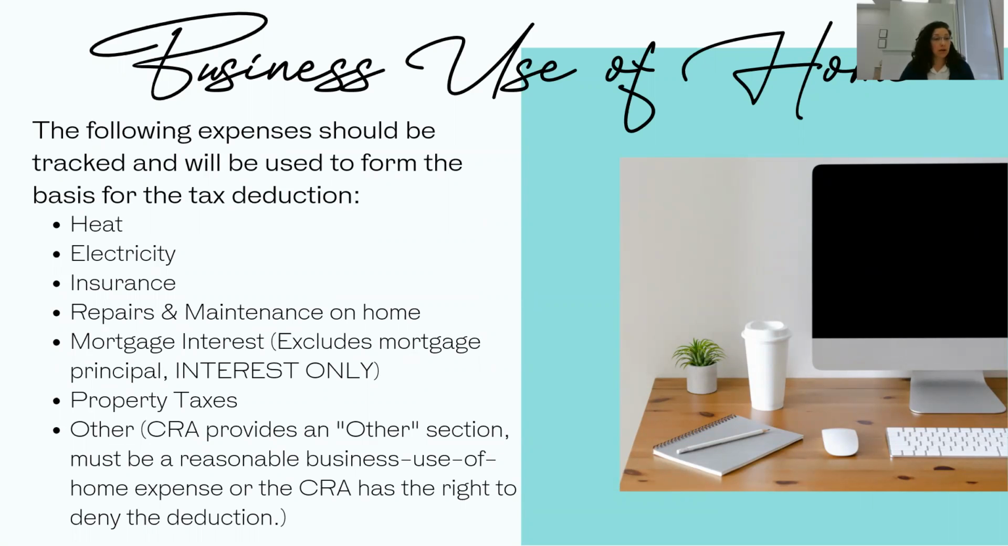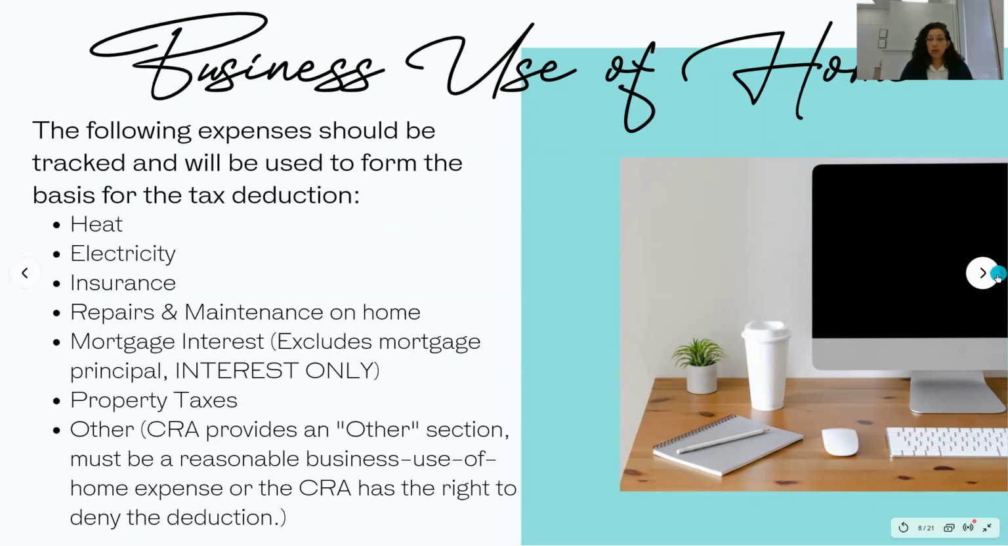Okay, so these are the expenses that you'd be able to use for business use of home. It's pretty straightforward. Your heat, electricity, insurance, anything you've done on the home. You can't write off your mortgage payments, only the interest you've paid on your mortgage, as well as your property taxes. But if you do rent your home or your apartment where you're working, you can put in your rent and you are eligible for a piece of that amount.